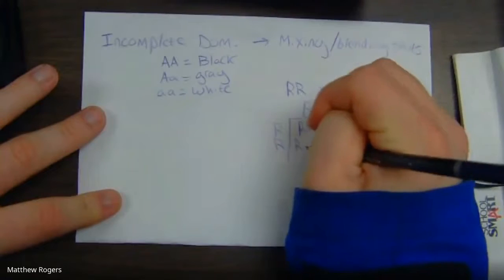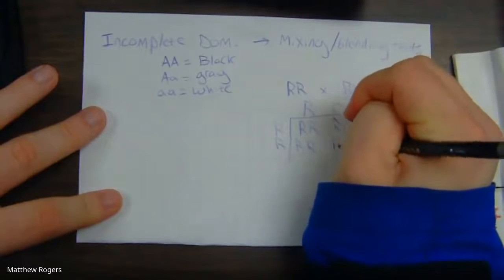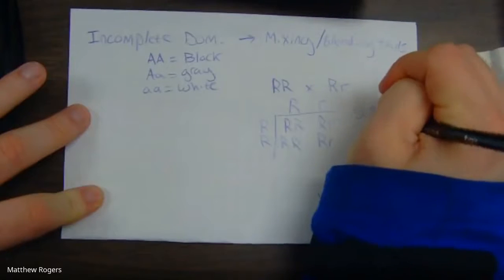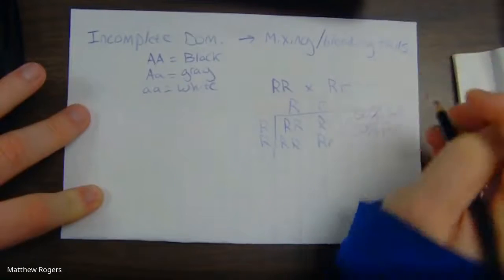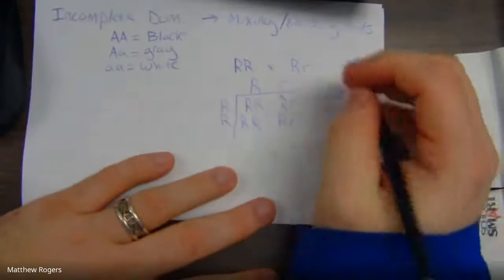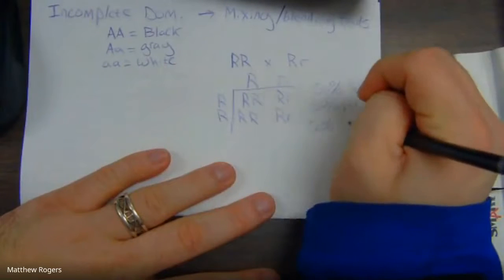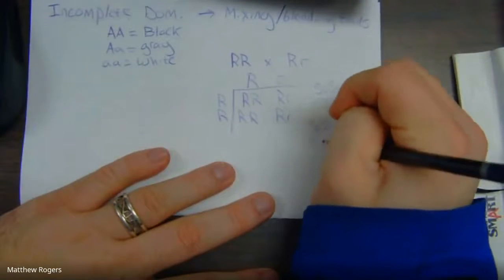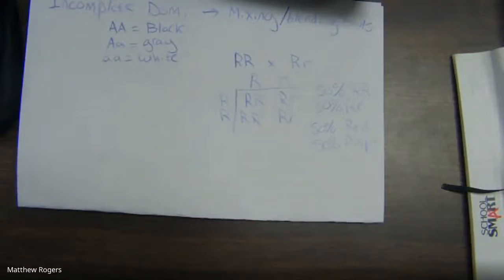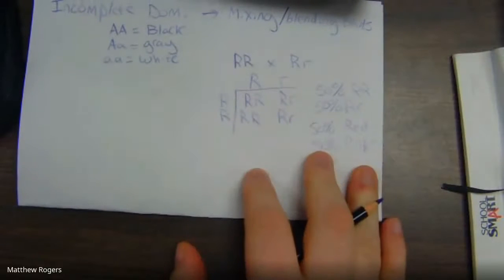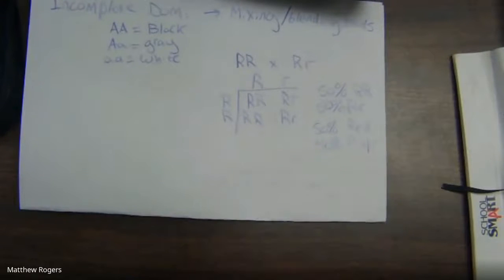I go through and I find out that I have 50% big R, little r. And I also have 50% red and 50% pink. And then the little r, if you can't guess there, would have been white. But that didn't come up in this question. So incomplete dominance is about blending. It's about mixing. Okay.